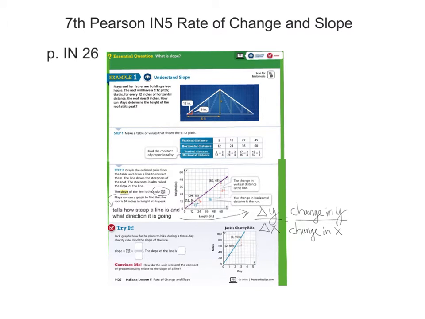Page 26, lesson 5 is on rate of change and slope. And this kind of goes along with some things we've talked about. It goes along with unit rate, constant of proportionality, things like that.